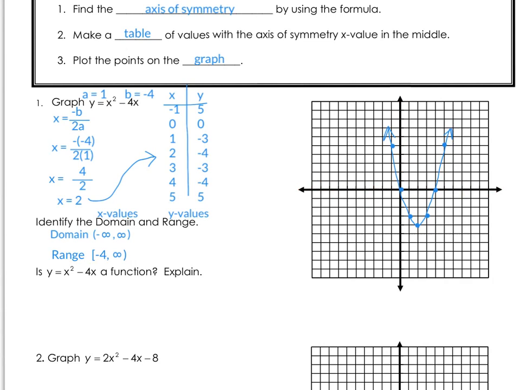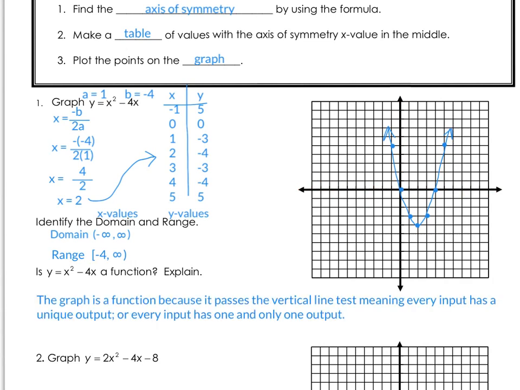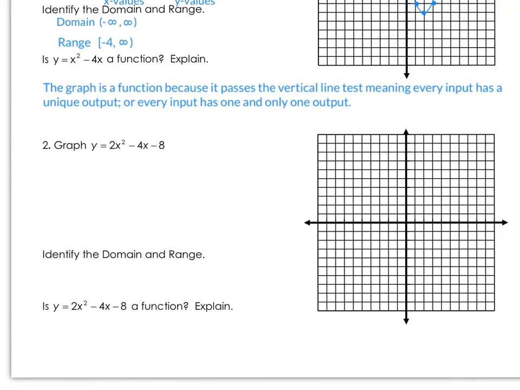But the reason is more specific than just passing the vertical line test. You can say that it does, but that's not a good enough explanation. You have to say what that means. So passing the vertical line test means that every input has a unique output, or every input has one and only one output. I wrote both there because your teacher might have specifically said one of those two definitions. If it's a little different from what your teacher wrote, just use the vocabulary that your teacher has used all year long.